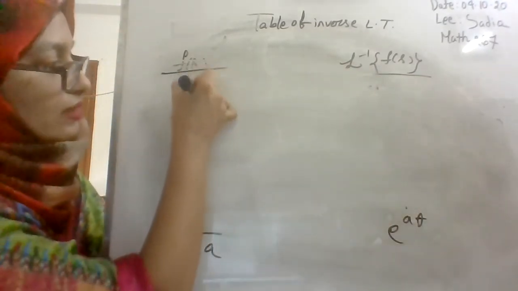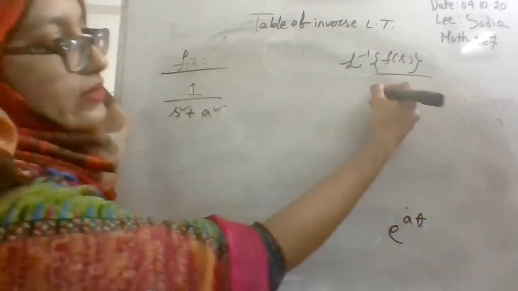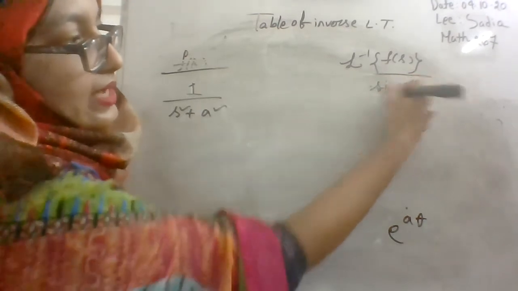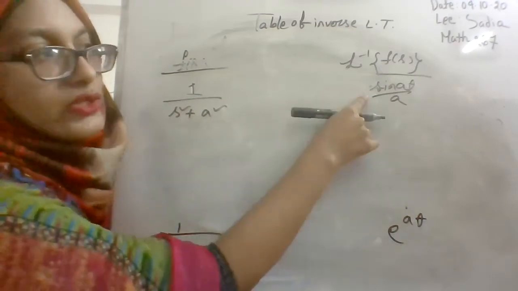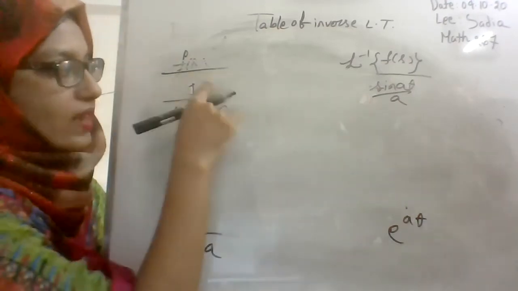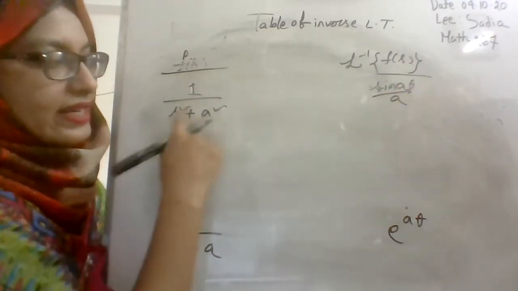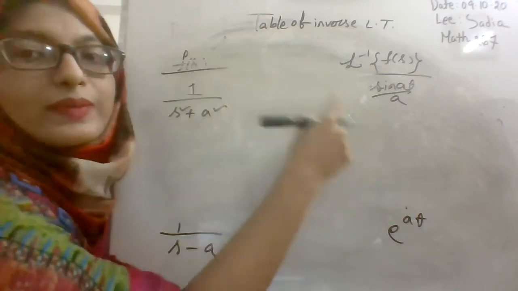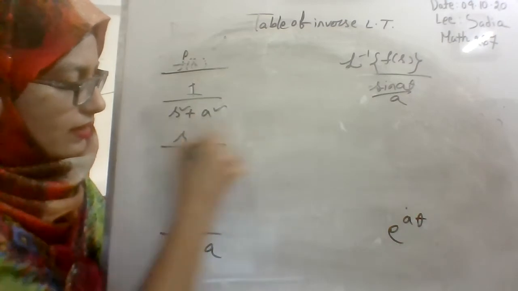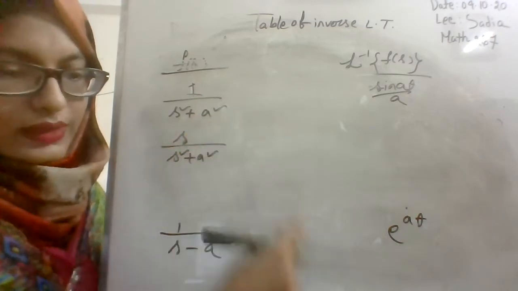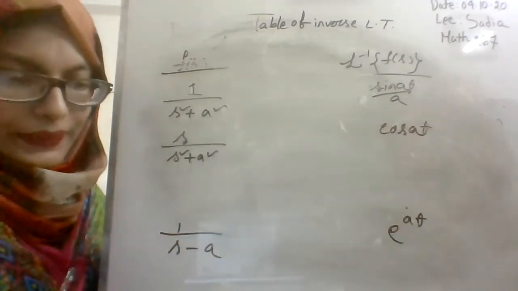For 1 by s square plus a square, the inverse Laplace transformation is sin at by a. If it is a by s square plus a square, then it will be only sin at. 1 by s square plus a square is equal to sin at by a, but when it is a divided by s square plus a square, then the answer will be sin at. Now, s by s square plus a square is equal to cos at.